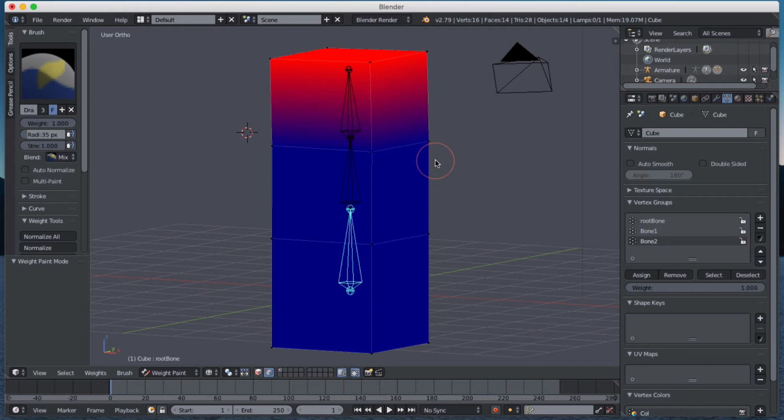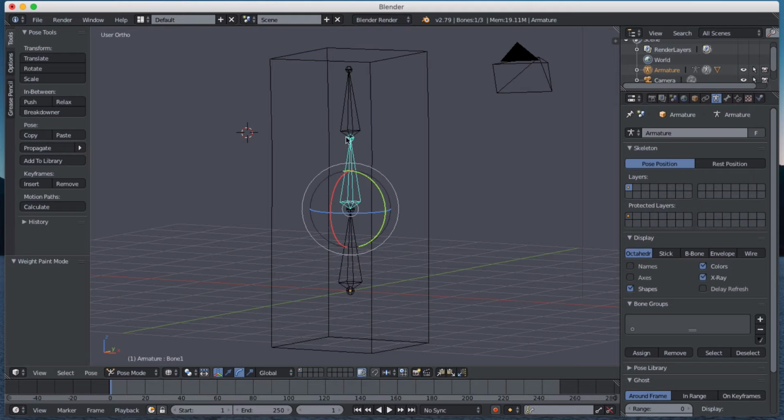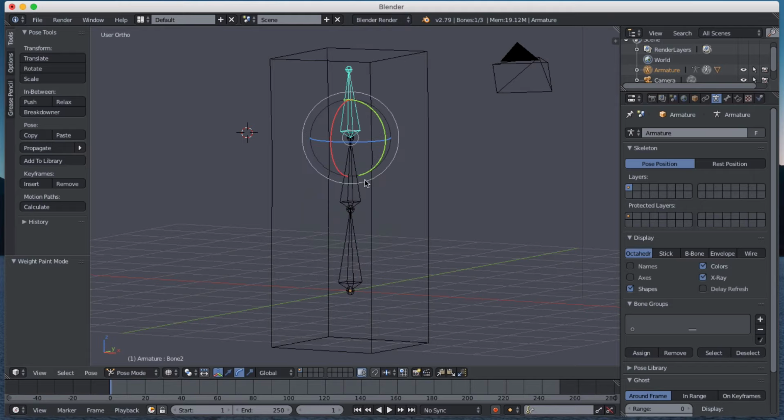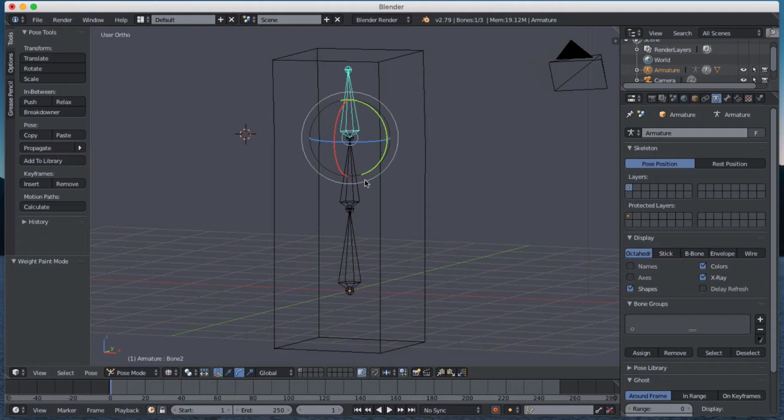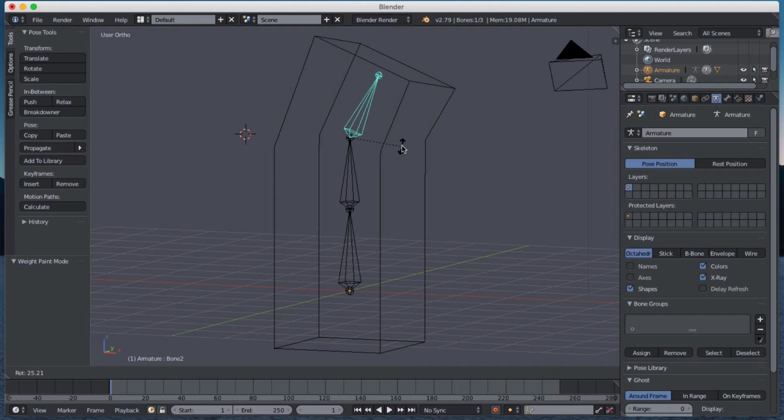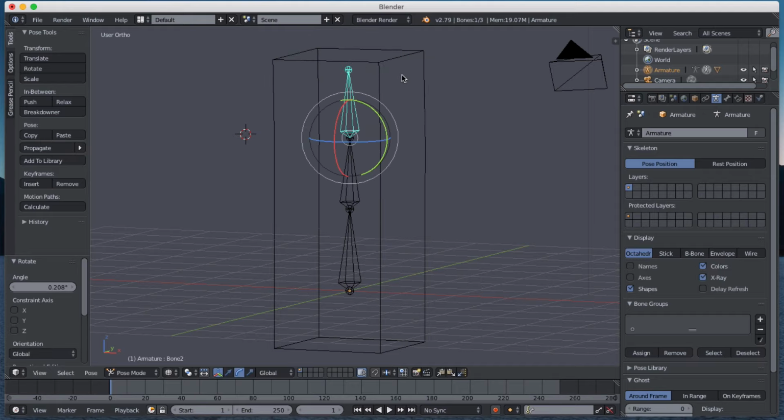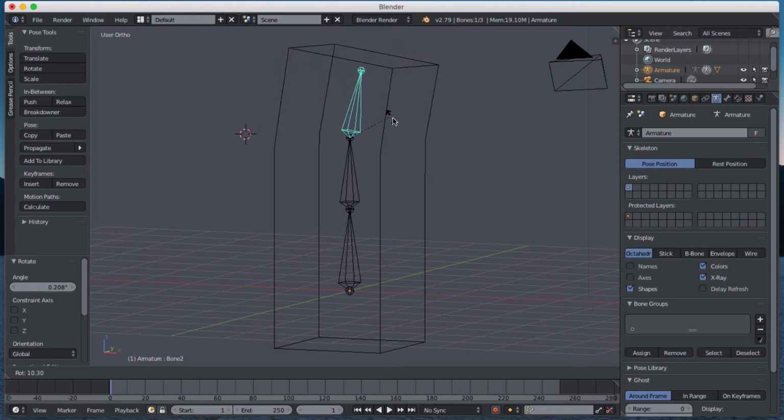Well, what does this mean? Well, what this means basically is that whenever we rotate a particular bone, the vertices with zero influence from that bone will not move at all. That bone will have no effect whatsoever on those particular vertices. Let me show you that. If I rotate this bone right here, you will see that only the vertices at the top are actually distorted or moved. The other vertices do not move, they stay stationary, as you can see.